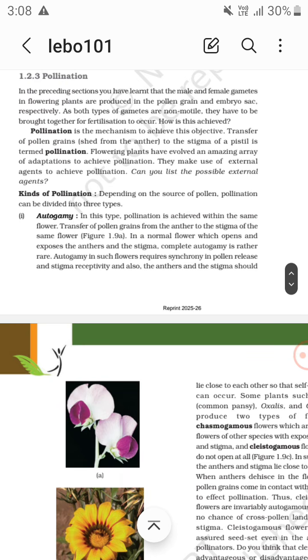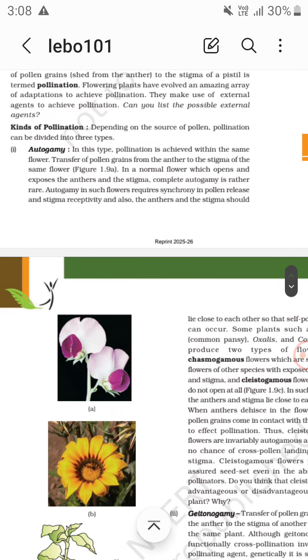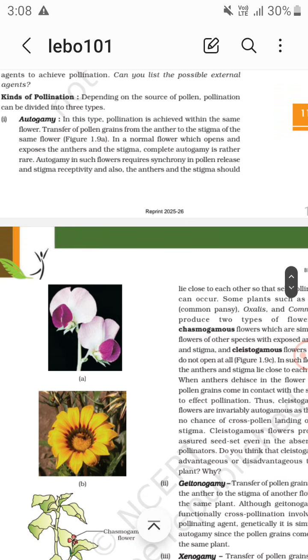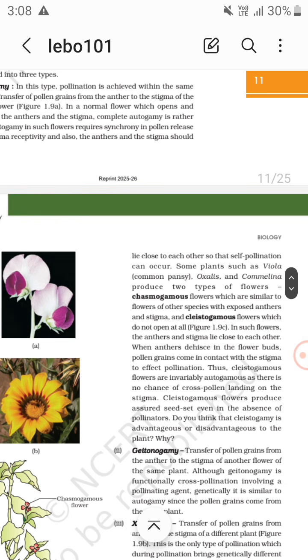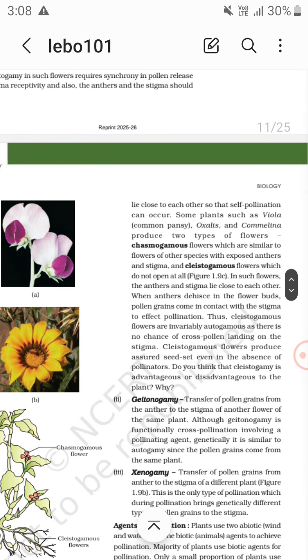Now autogamy. In autogamy there is synchrony. Autogamy in such flowers requires synchrony in pollen release and stigma receptivity, and also the anthers and the stigma should lie close to each other so that self-pollination can occur.